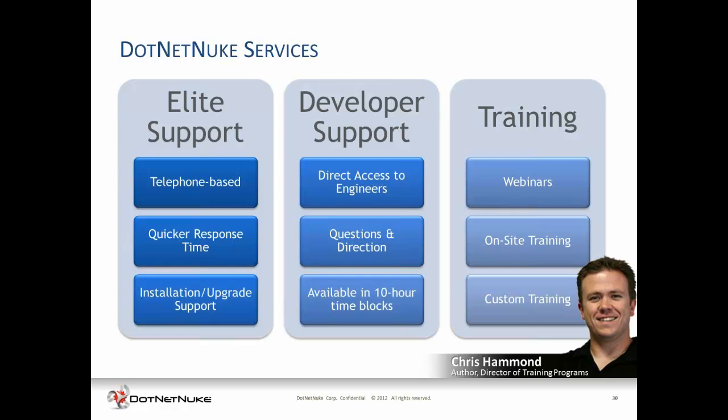There are also additional add-on services. If you require an additional level of support, we do have Elite support. This allows you to pick up the phone and call somebody. You're guaranteed a quicker response time. You also get a one-time installation and upgrade support call to get your project up and running a little bit quicker. Elite support also includes source. DotNetNuke, once again, is built on an open source platform, but for all the mission-critical bits, Elite support will give you the source code for all of those.